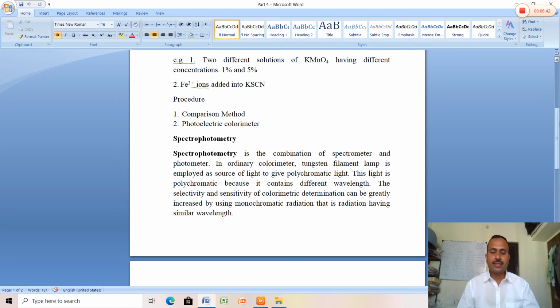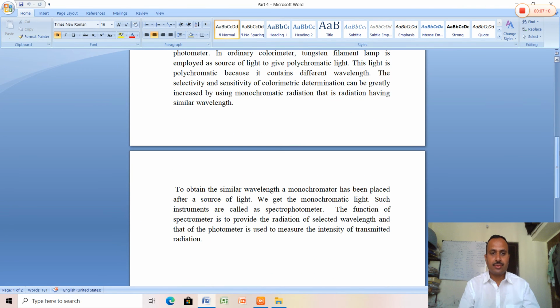The selectivity and sensitivity of colorimetric determination can be greatly increased by using monochromatic radiation, that is, radiation having a similar wavelength. Mostly monochromators are placed after the source of light to obtain monochromatic light. This monochromatic light has a particular wavelength, and this particular wavelength is useful in the determination by spectrophotometer. We get the monochromatic light. Such instruments are called spectrophotometers.